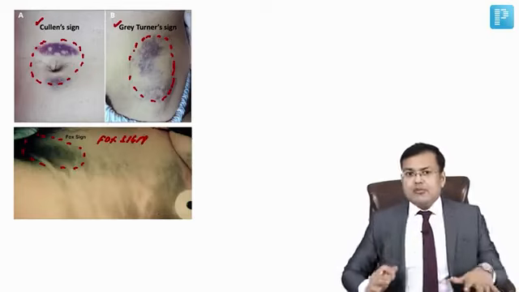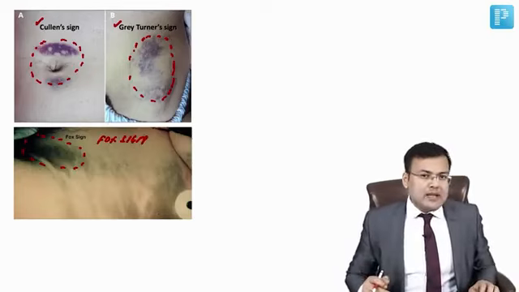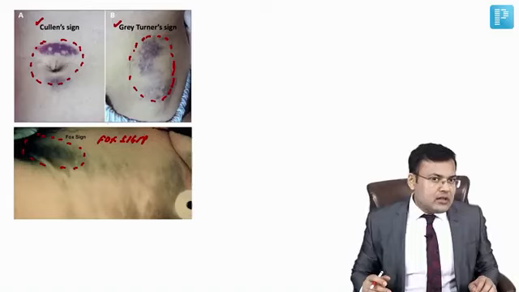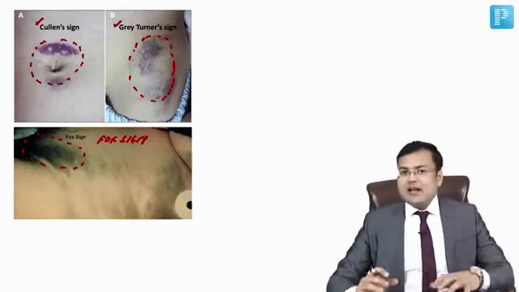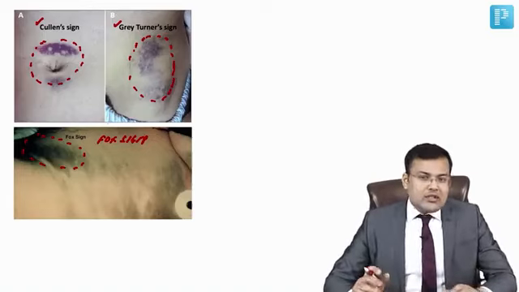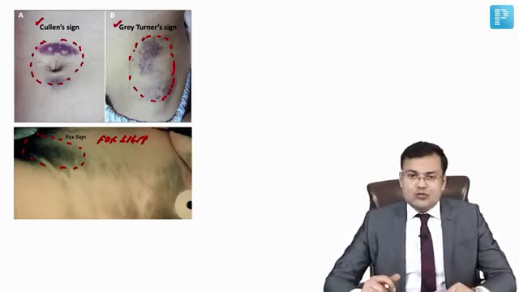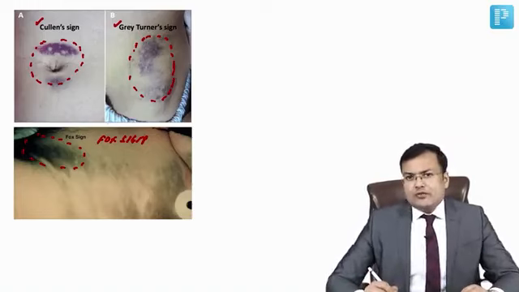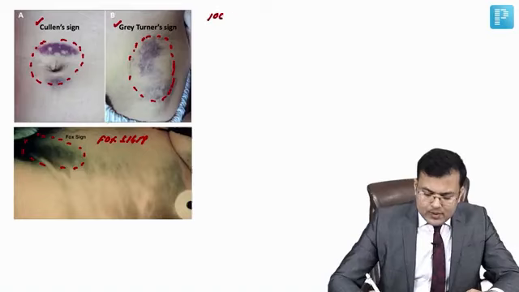These are very, very important. Ecchymosis around umbilicus, Cullen sign. Ecchymosis around flank, Grey Turner sign. And ecchymosis around inguinal region, that is known as Fox sign. What is the investigation of choice for diagnosis of acute pancreatitis? That is CECT.